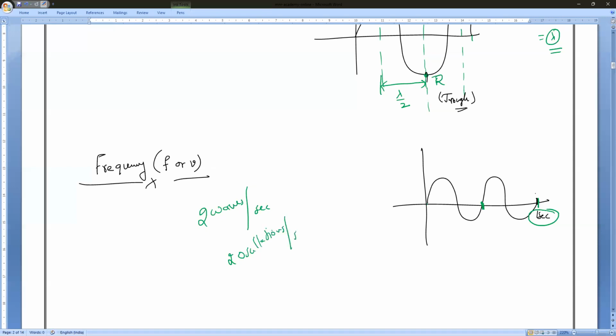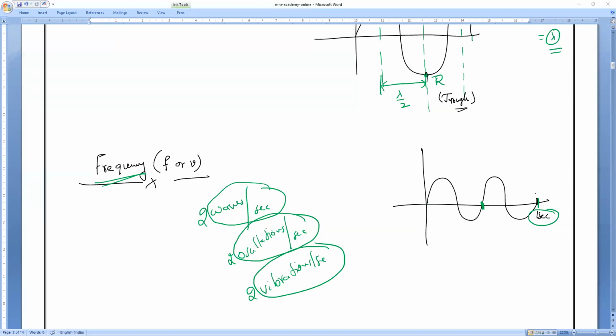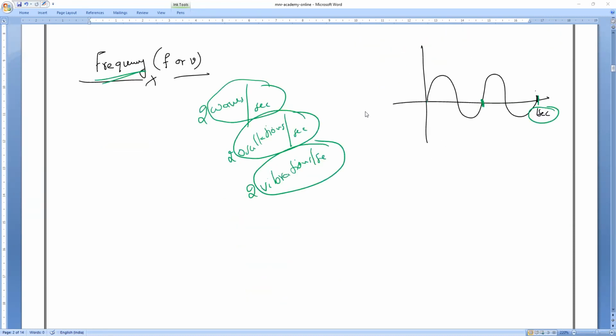Two waves per second, or two oscillations per second, or two vibrations per second. That is what we call frequency. Frequency means the total number of oscillations or total number of complete waves produced in 1 second. That is what we used to call frequency. Do you all understand, everybody?